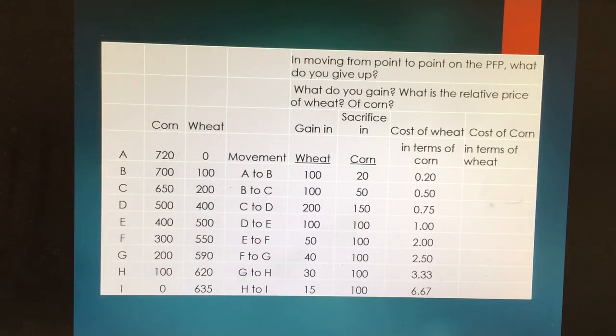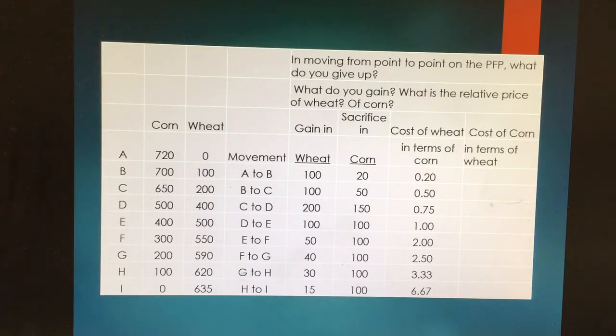If we start devoting those to producing wheat, we can imagine that we're going to lose more corn and not gain quite as much wheat in return. And so as you go down and follow from C to D to E, I encourage you to prove those calculations yourself to make sure you see that as we go further along this curve, we are giving up more and more and more corn for the increments of wheat that we are getting.